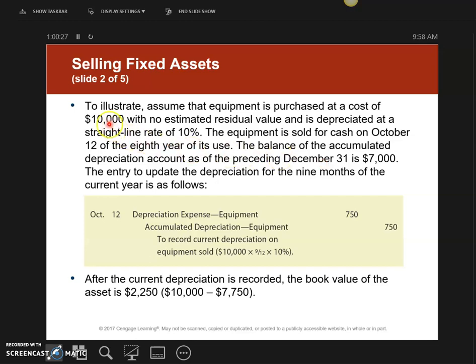So my book value is $10,000 minus the $7,000 that was already in there. My book value right now is $3,000, but it's not fully depreciated, so I will need to update depreciation.